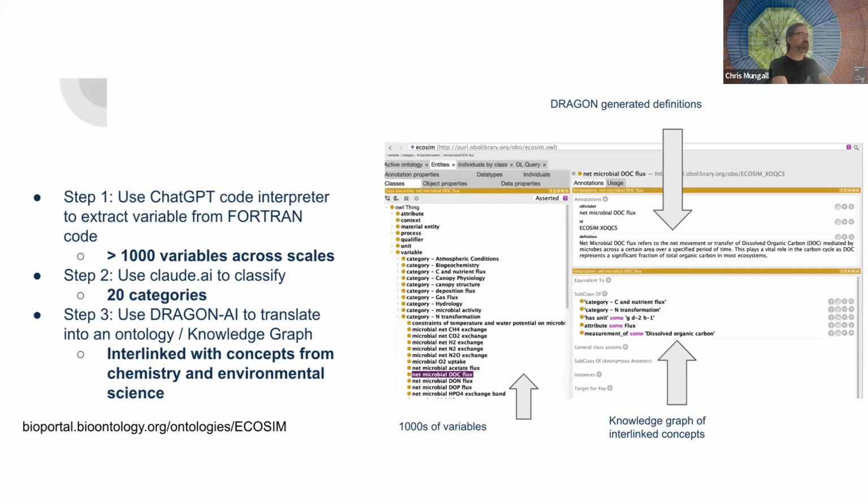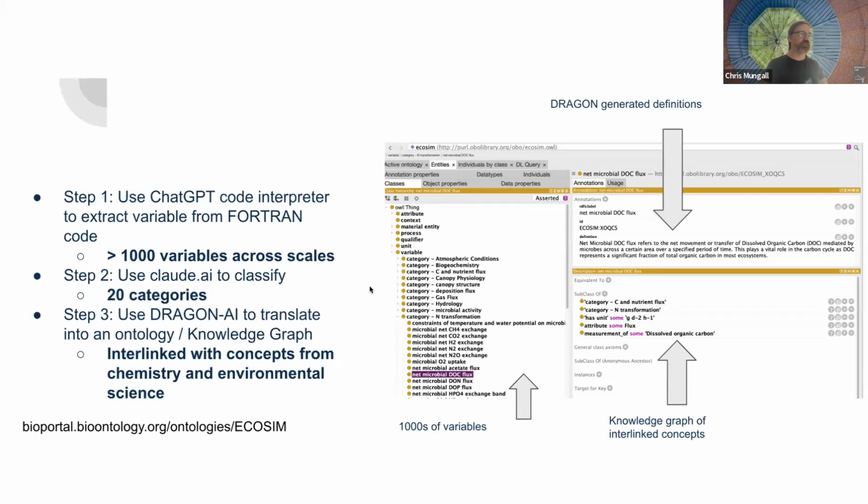The way in which we did this is we used a hybrid approach where we used ChatGPT as an initial step. ChatGPT has something called Code Interpreter that will write code for you. We fed it the Fortran program and asked it to write a Python program that would parse the Fortran program and extract all of the different environmental variables plus their descriptions. Then we used a system called Claude to classify all of these variables into 20 different categories.